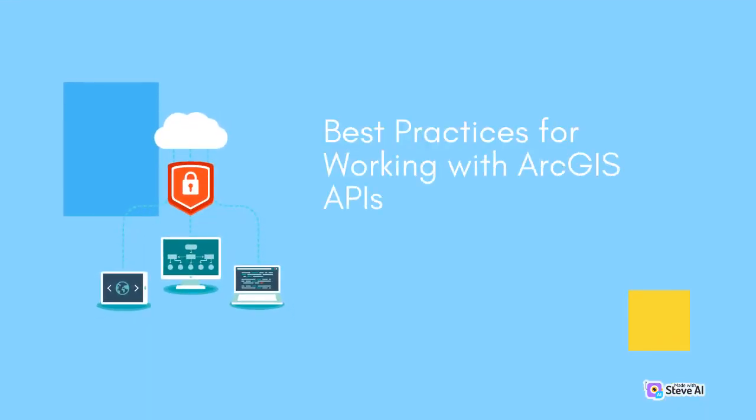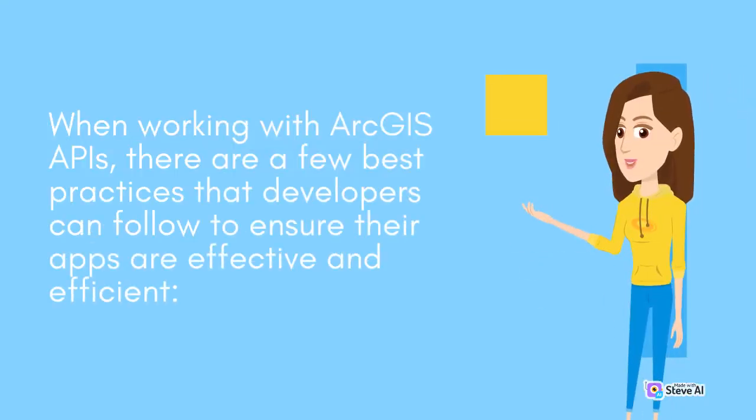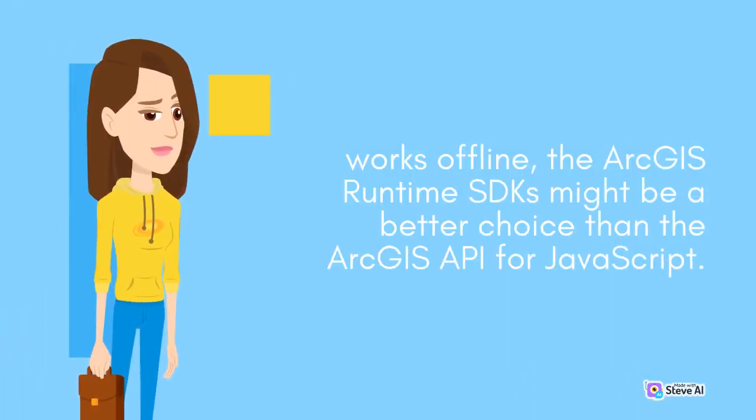Best practices for working with ArcGIS APIs. When working with ArcGIS APIs, there are a few best practices that developers can follow to ensure their apps are effective and efficient. Choose the right API for the job. Make sure you understand the requirements of your app and choose the API that best supports those requirements. For example, if you need to build a mobile app that works offline, the ArcGIS Runtime SDKs might be a better choice than the ArcGIS API for JavaScript.